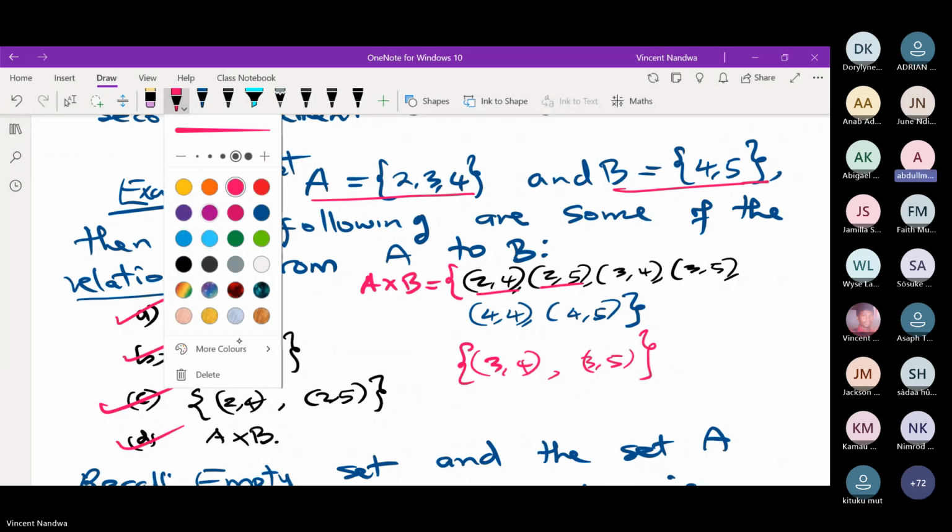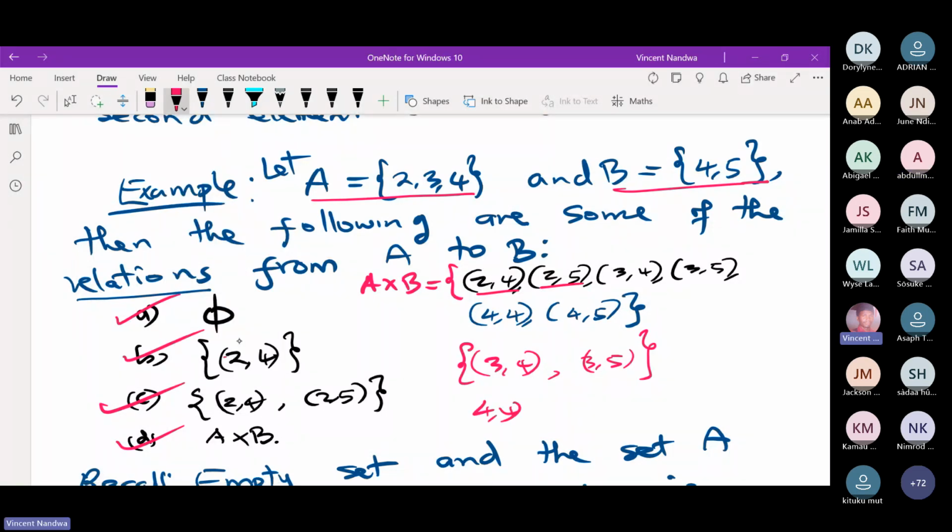(4,4), (4,5). Yes, (4,4) and (4,5). When you use them to form a set, then it can also be regarded as an example of a relation from set A to B. Any other?